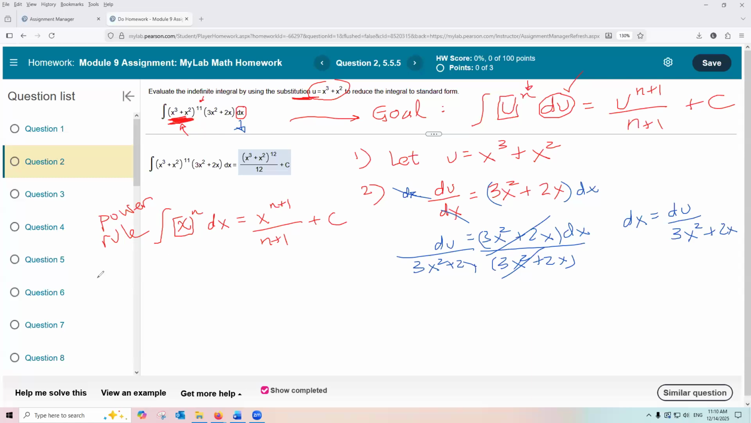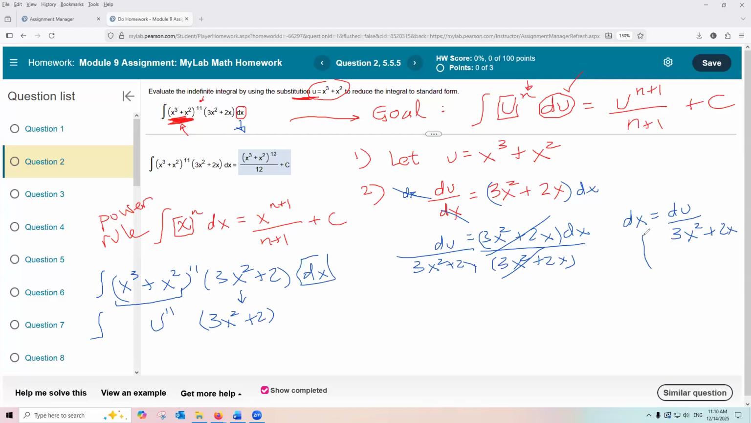All right, let me go to the starting integral. It was the integral of x to the third plus x squared to the 11, 3x squared plus 2x dx. Now, I want to do a u substitution. Well, what's in the parenthesis here is u, so this is u to the 11. I'm going to copy this parenthesis down for right now. It's going to cancel, but I'll just copy it. Now, let me do the substitution for dx. Well, that's where this expression comes in. Dx is du over 3x squared plus 2x.